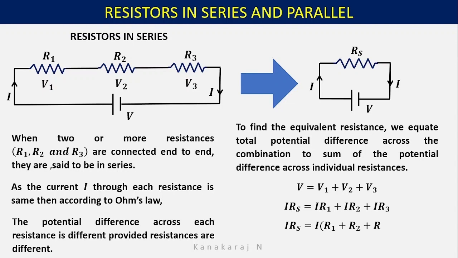Let us take I common on the right hand side and cancel with the I on the left hand side. So the final equation is Rs equals R1 plus R2 plus R3.